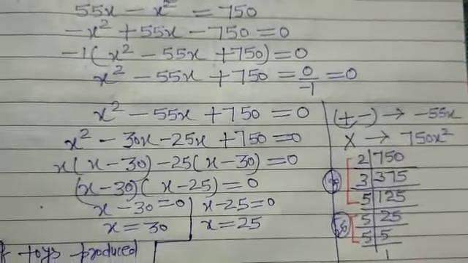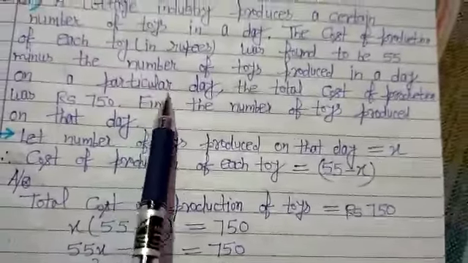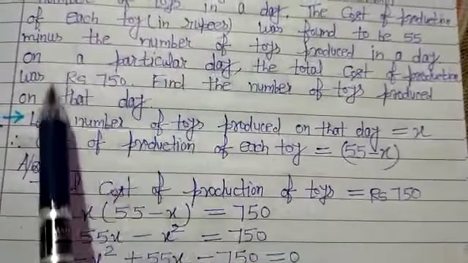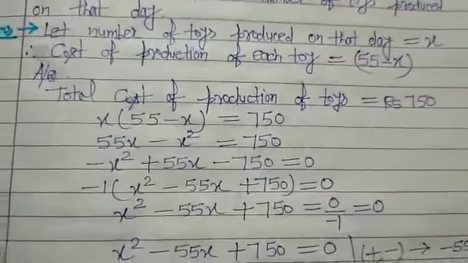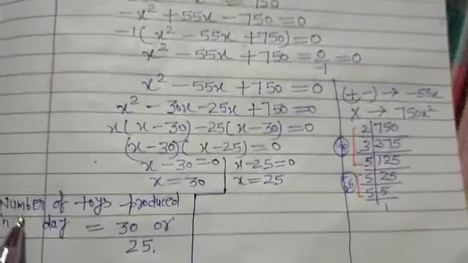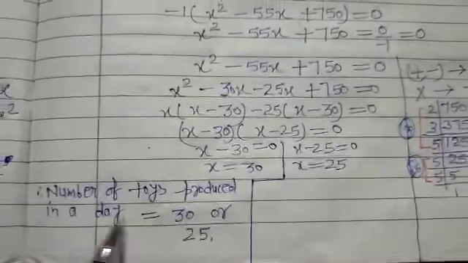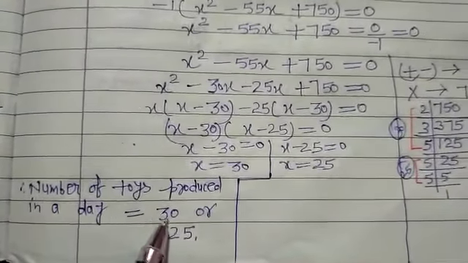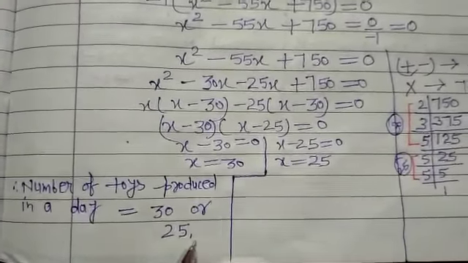Therefore, what is being asked in the last line, if you read the last line of the question, find the number of toys produced on that day. So two values are coming, x equals 30 and x equals 25. It means the number of toys produced on that particular day. So both the answers are acceptable, either 30 or 25.